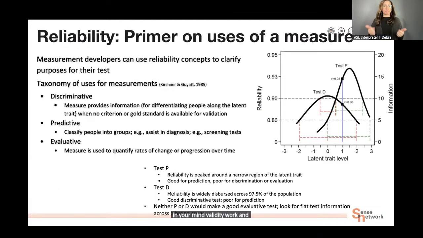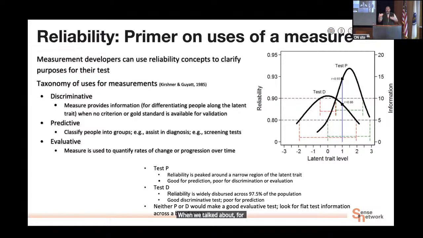One of the things that we talked about today was different ways that we can use reliability to inform the use of our measurement instrument. For different research questions, we might need a screening test or we might need a measurement for longitudinal purposes. So I just wanted to give a brief primer on reliability. As it turns out, measurement developers can use reliability concepts to clarify the purpose of their test. I'm using a rubric from, I think, 1985, a taxonomy of uses for a test. You can have tests that are used for discriminative, predictive, or evaluative purposes.